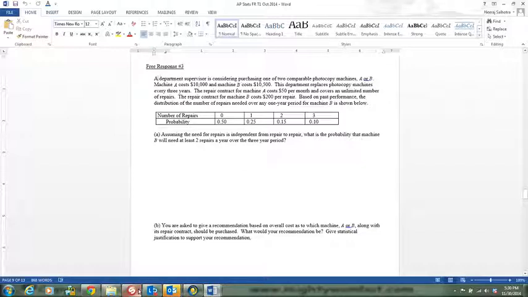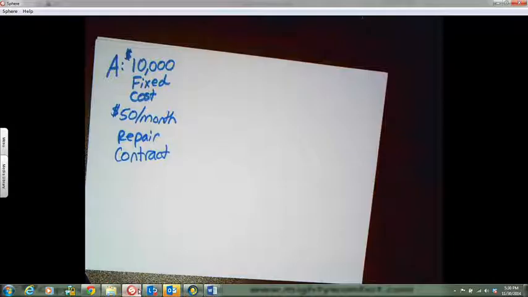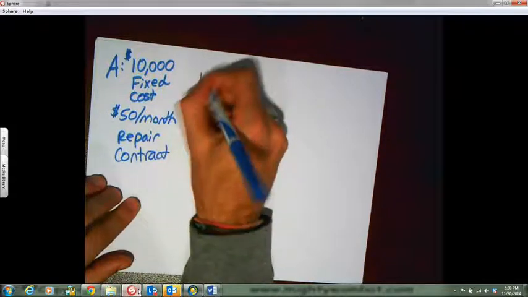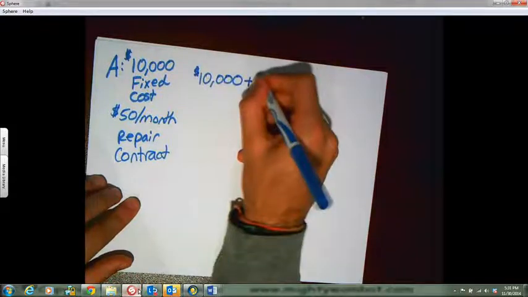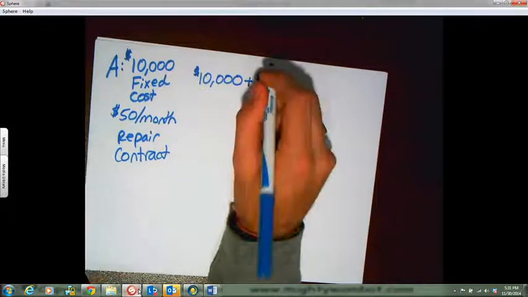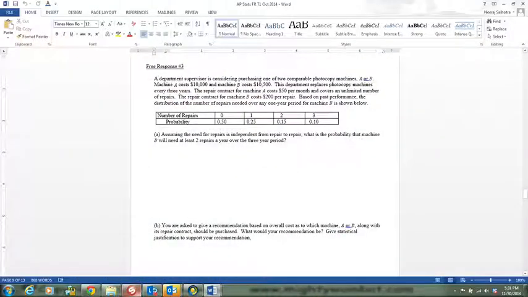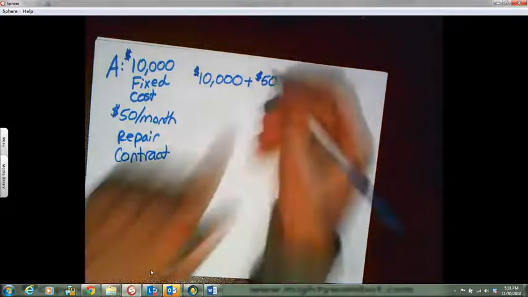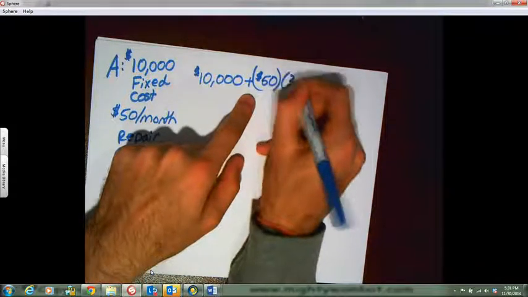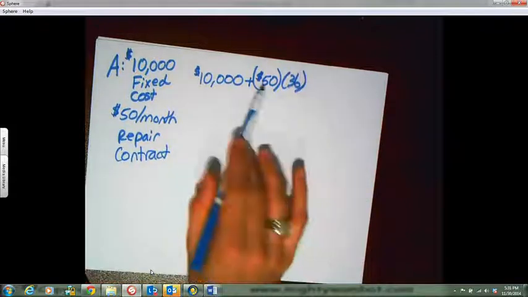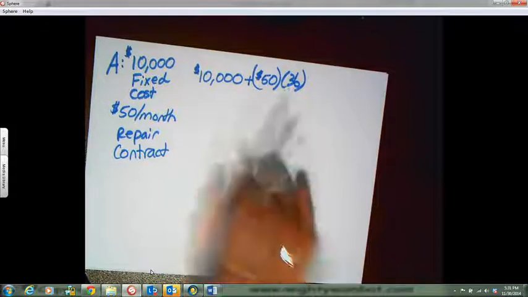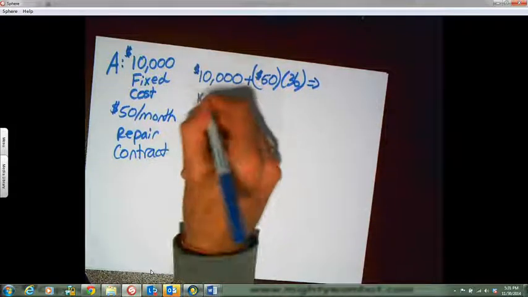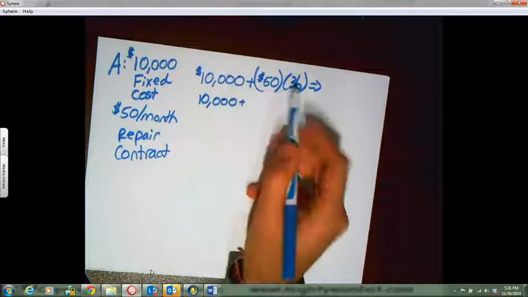And then it goes into B. Okay, so for machine A, the formula is pretty simple. You pay the $10,000 up front, plus you pay $50 every month. And they told me that I replace the computers, let's see, every 3 years. So that means that on machine A, you pay $50 times 36 months. Why times 36? Because you pay $50 per month for 3 years, 12 months in a year, so 36 months total. And that is going to equal what? It's going to be 10,000 plus what's 36 times 50?